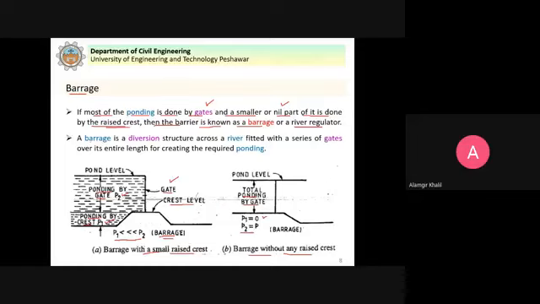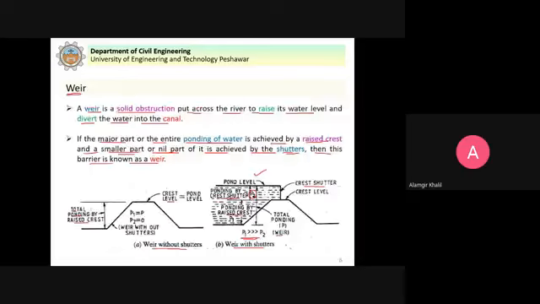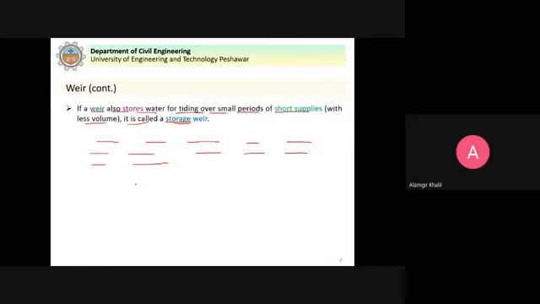So in case of a barrage, the maximum ponding is achieved by the gates, whereas in case of a weir, the maximum ponding is achieved by the raised crest, and a little or nil part of it is achieved by the shutters. For example, you see in this case there are no shutters, so the total ponding is by the raised crest. This is the basic difference between a weir and a barrage.